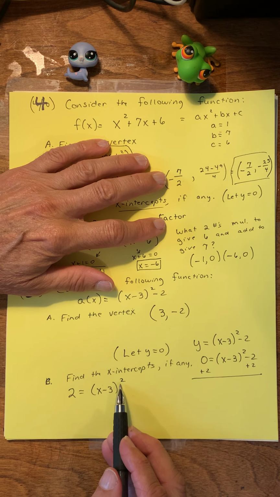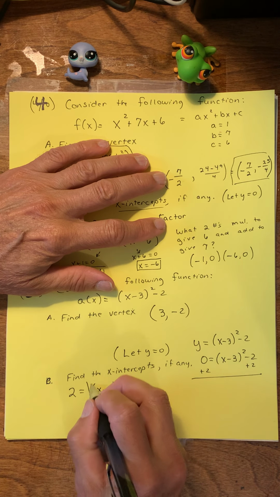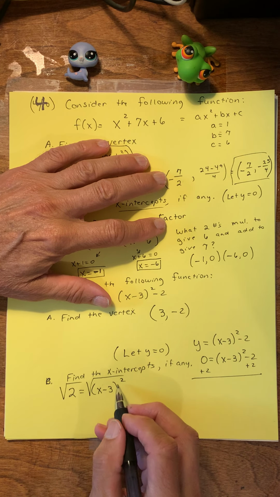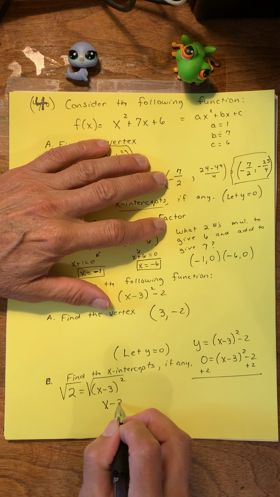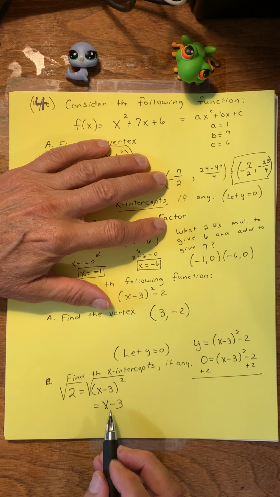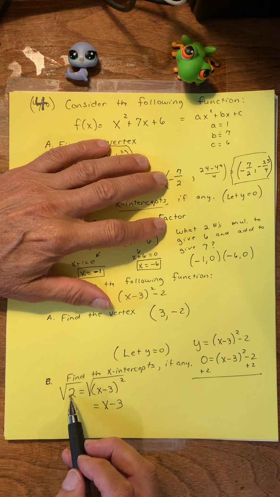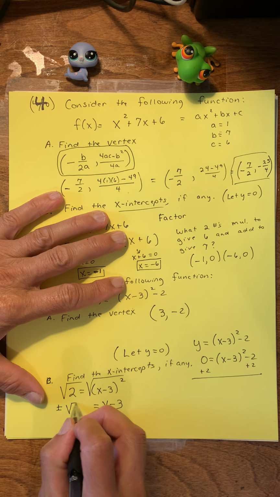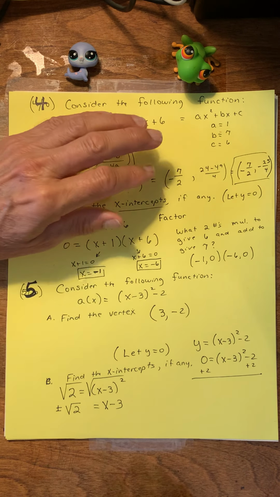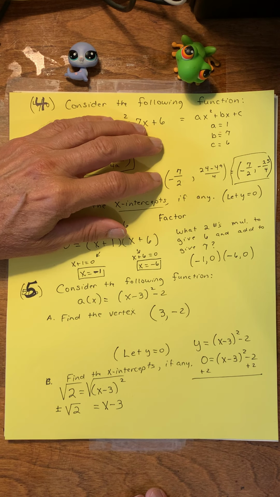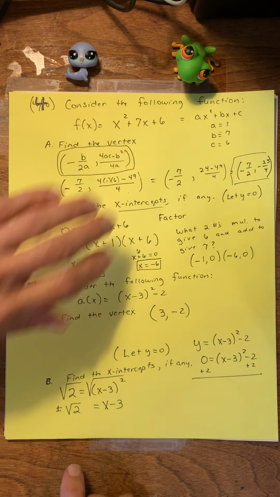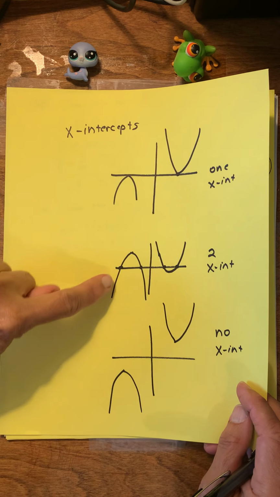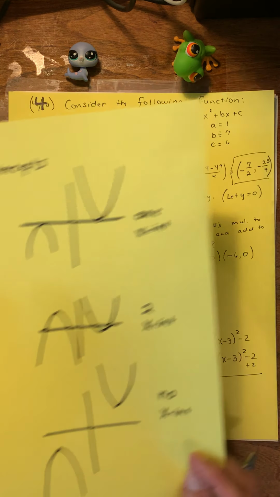Remember what we're going to do to get rid of that square? Square root of both sides. Square root of (x minus 3) squared is just x minus 3. Hey, don't forget, when I take the square root of 2, it turns into a plus or minus expression. Plus or minus square root of 2. Two different answers. That means that this particular parabola is going to have 2 x-intercepts.